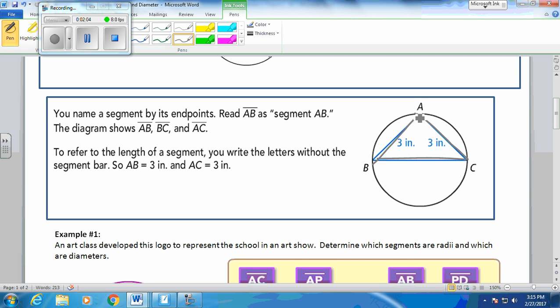Just to be careful here, we can't know for sure if BC is a diameter because they don't have the center of the circle labeled. And AB and AC are definitely not radii because they're definitely not going through the center.